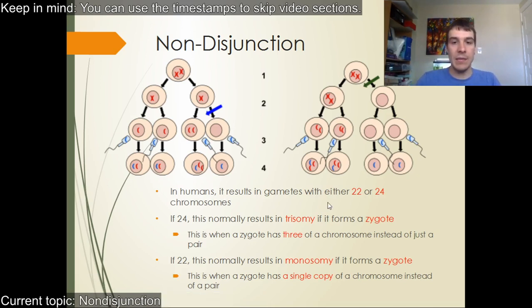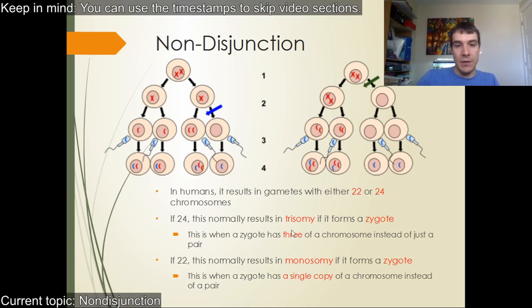There are some key terms here. It'll result in either 22 or 24 chromosomes. Remember that normally we have 23 homologous chromosomes, and our normal chromosome number is 46. So it should be 47 or 45 chromatids is what that should really say.